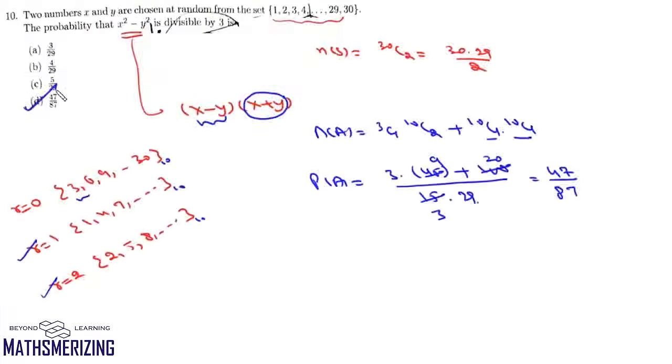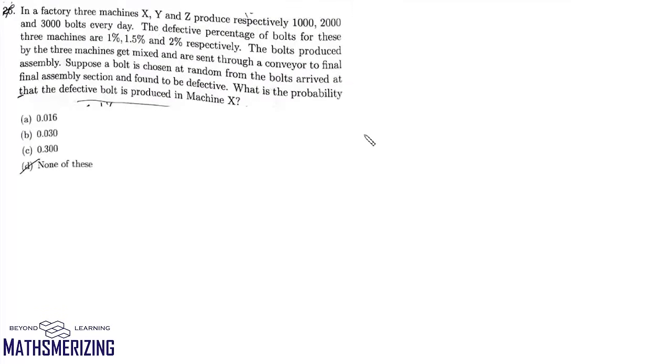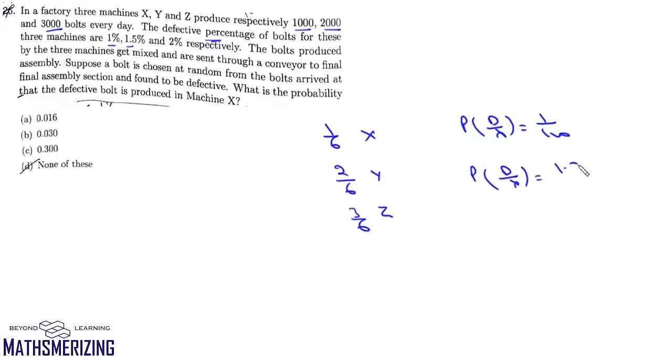Now question number 26 is, in a factory there are 3 machines X, Y and Z, and they produce 1000, 2000 and 3000 bolts every day. Now the probability that bolt is manufactured by X is 1000 by 6000, so it will be 1 by 6, Y is 2 by 6 and Z is 3 by 6. Now defective percentage of each of these machines are 1, 1.5 and 2. So probability of getting defective from X is 1 by 100. Defective from Y is 1.5 by 100. And defective from Z is 2 by 100.